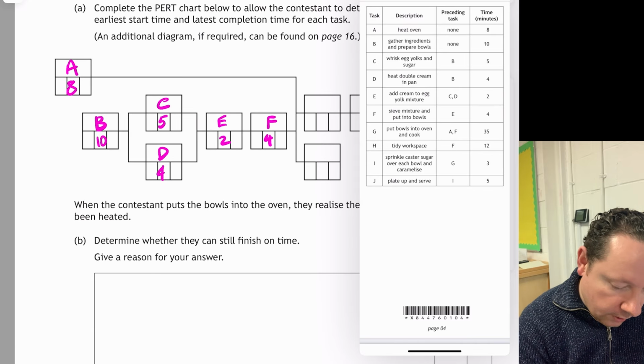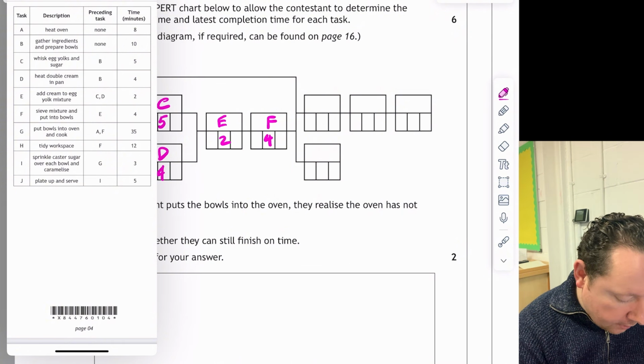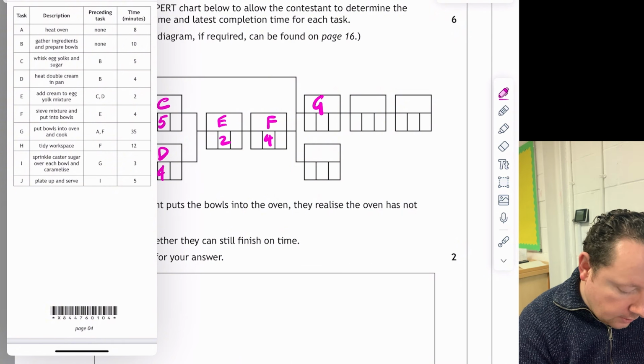And now we need to get our next ones right, so let's just move that over. So after A and F, we've got G, and that takes 35 minutes. After F, we've got H, so just after F, that goes down the way to H. So that takes 12 minutes. And then after G, we've got I, which takes 3 minutes, and J, which takes 5. So we've done our forward scan.